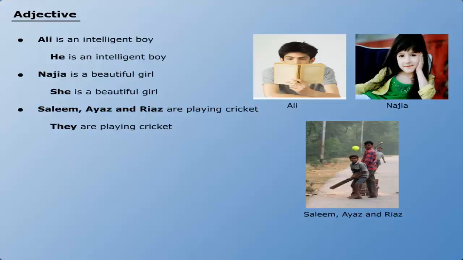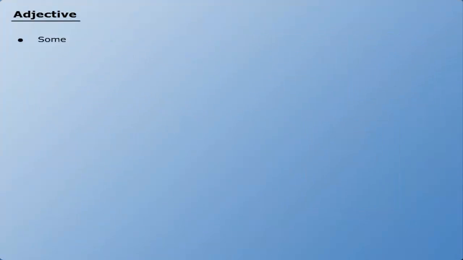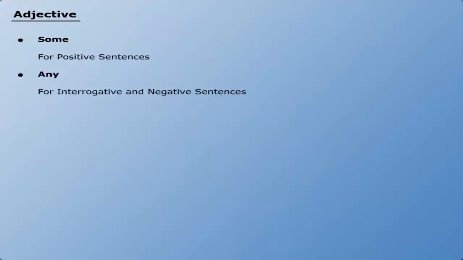Let us understand the use of some, any, many, lots of, a lot of, and a few. These are adjectives. We use some for positive sentences, any for interrogative and negative sentences, many, a lot of, lots of are used with countable nouns. These adjectives show the number of items being talked about.